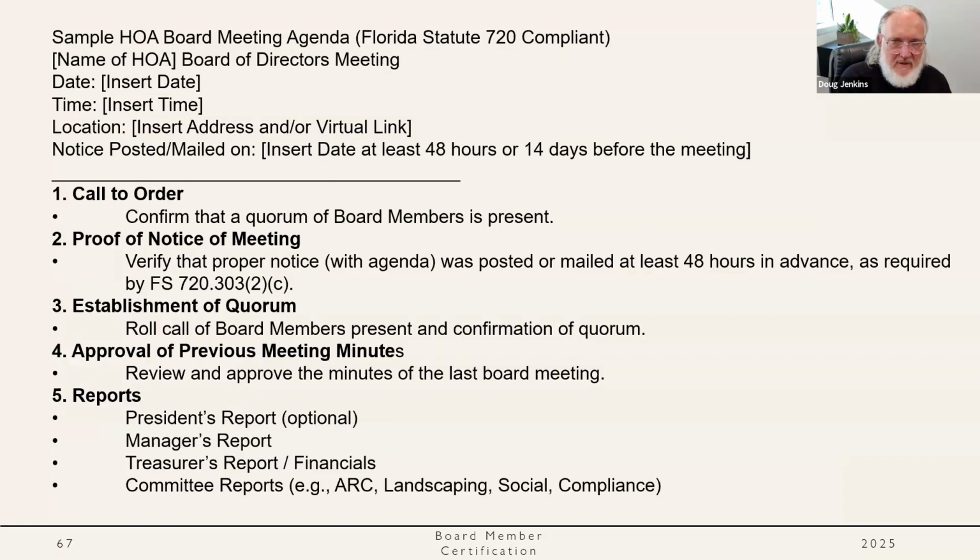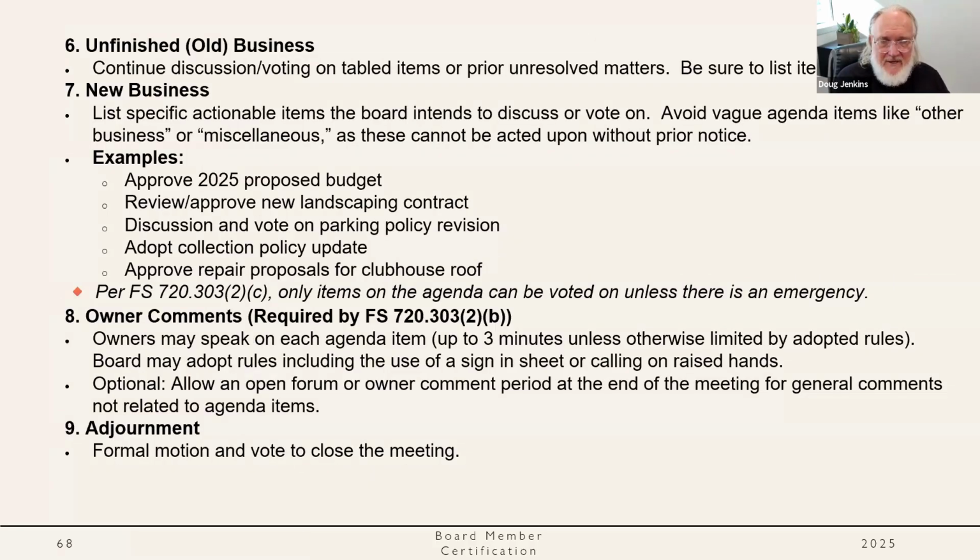So, just a sample agenda after the items that indicate where and when and so forth. The call to order, you want to confirm that there's a quorum of the board members. The proof of notice of the meeting, that's typically supplied by your management company. The establishment of the quorum, so the roll call of the board members. Approval of previous meeting minutes is one of your first items on the agenda. So the last meeting minutes reviewed, approved. Any reports: president's report, the manager's report, a treasurer report, any of the committees that you have established that you're looking for reports from. Any old business?